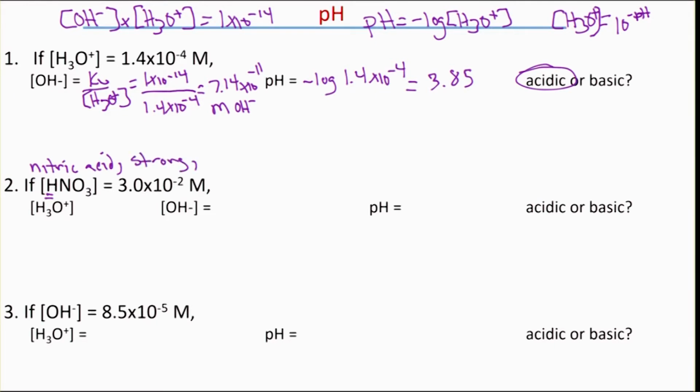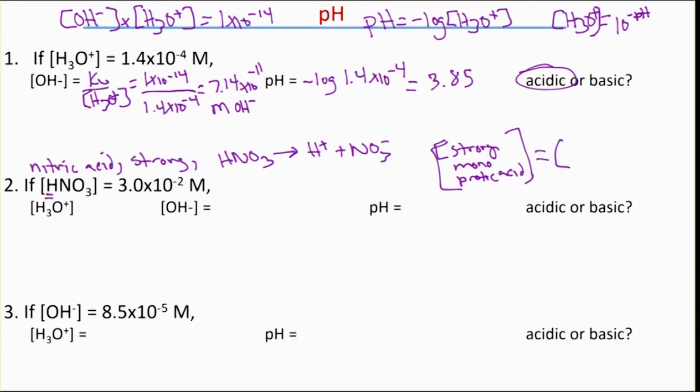So it completely dissociates. And just by that, you should be able to look and say, hey, this HNO3 only has one hydrogen. So when it completely dissociates, it will dissociate into H plus and NO3 minus. So the concentration of a strong monoprotic acid equals the concentration of hydronium ions.